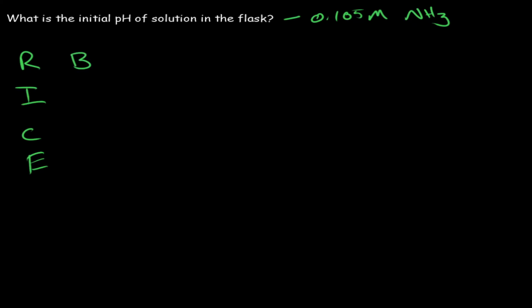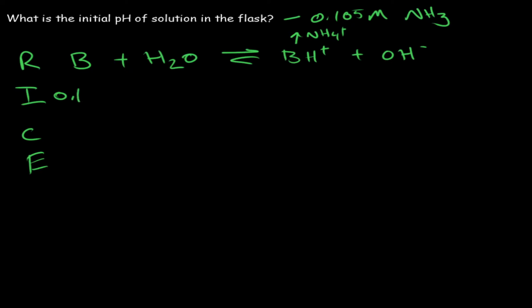So we'll denote ammonia as B, which is the base, and it's going to react with water to create its conjugate acid, which is BH+, and it'll be making OH-, hence a base. And so BH+ in this situation would be the ammonium ion, which is NH4+. So what is our initial amount of our base? Well, since we're in a flask and the volume is constant at 50 milliliters, we can use the same molarity as our initial amount, which is 0.105 molar. We have zero amount of our conjugate acid or our hydroxide.